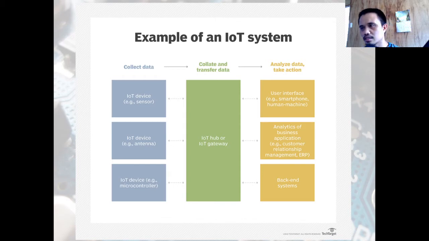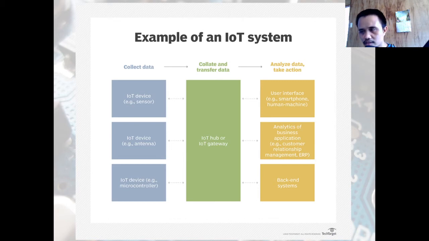Now on the second stage, we can collate and transfer data. So we have a so-called IoT hub or IoT gateway. So from there, we will store our data that's gathered from the devices. So with that, we can store them, and later on, we can use those data.